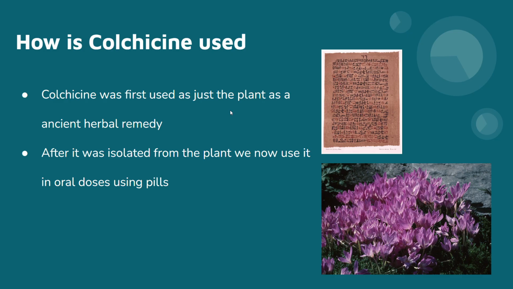How is colchicine used? Colchicine was first used as just the plant as an ancient herbal remedy, and as you can see on the right, you can see the ancient Egyptian texts describing the use of colchicine as an anti-inflammatory or pain reliever for joint inflammation. After it was isolated from the plant, we now use it in oral doses using pills. And as you can see on the bottom right, that's the colchicine flower. Very beautiful, but our only source of colchicine.